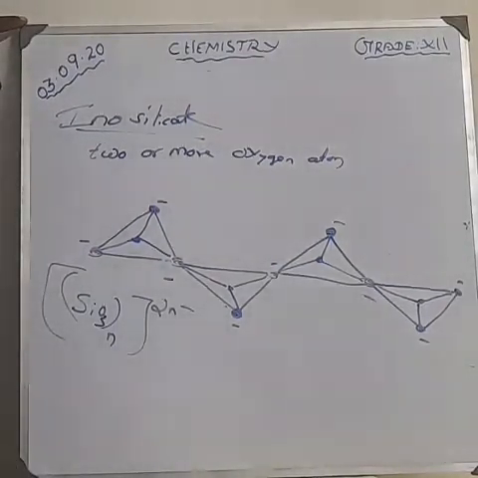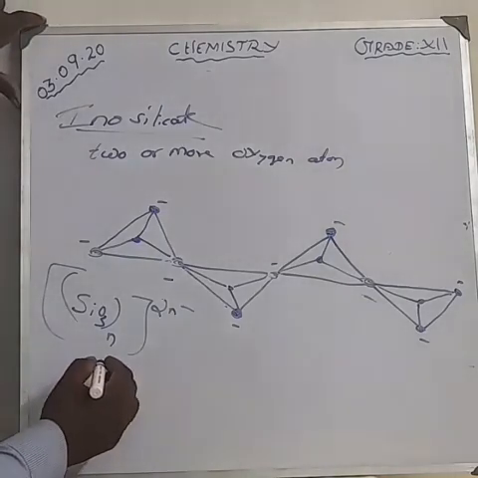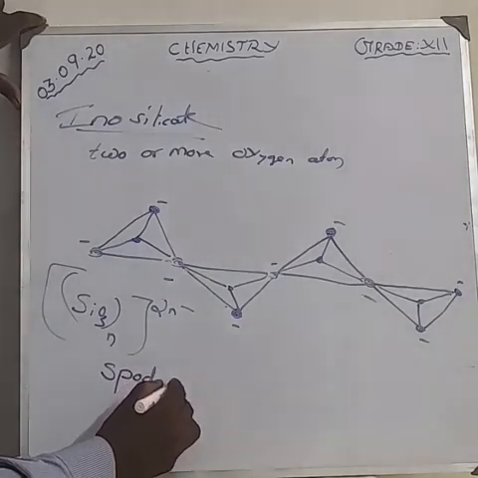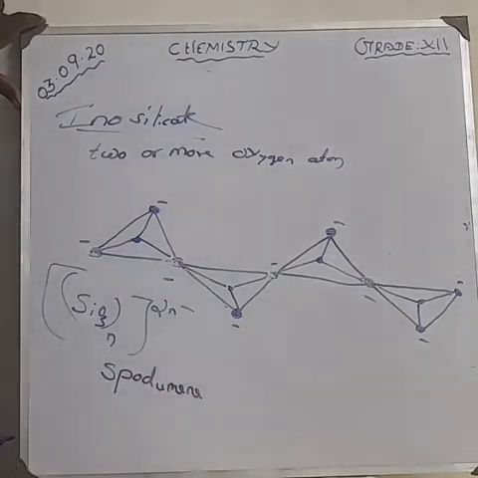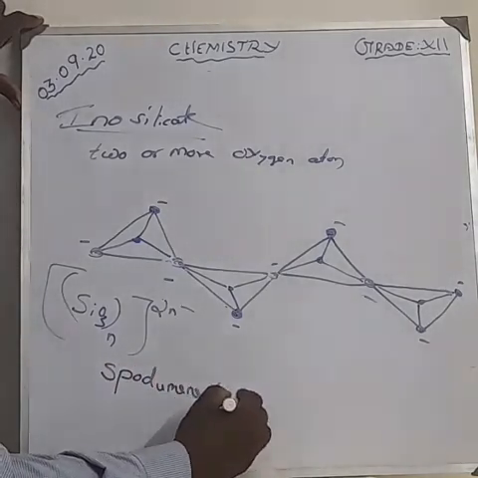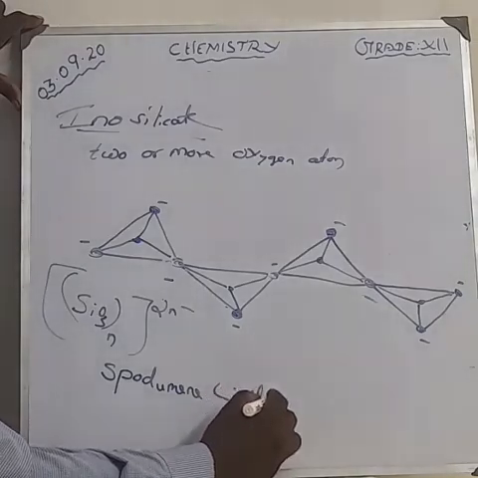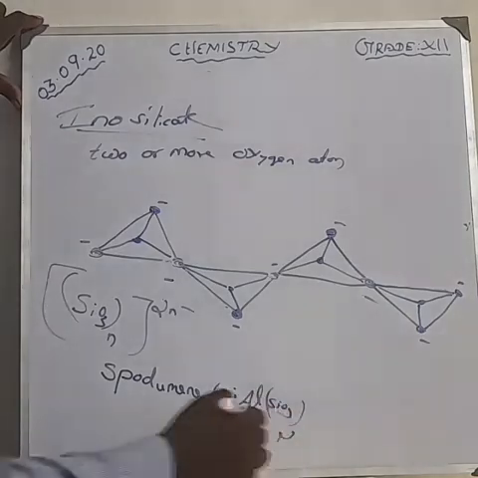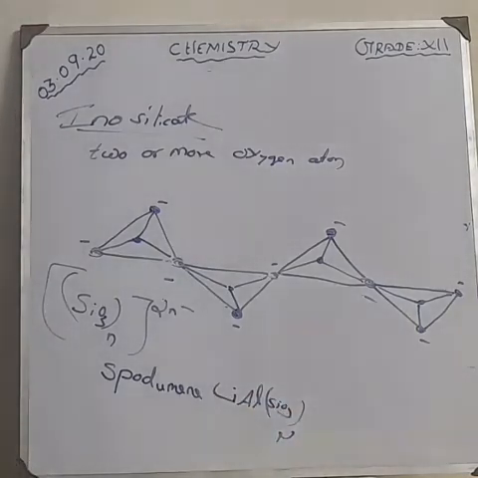What are examples of chain silicate? That is called Spodumene, S-P-O-D-U-M-E-N-E. What's the formula? Lithium aluminum silicate, LiAl(SiO3)2. These are examples of chain silicate.